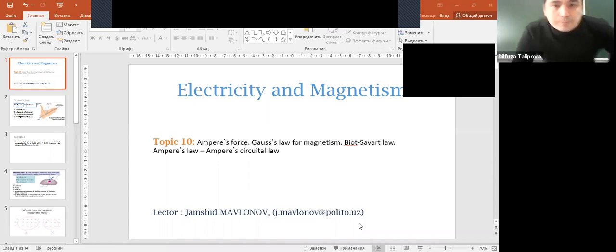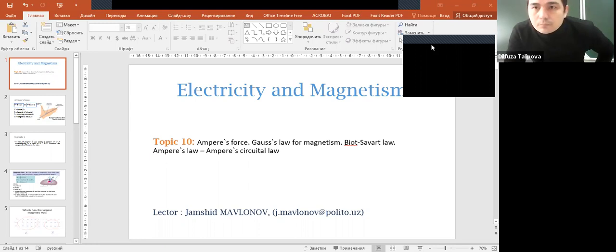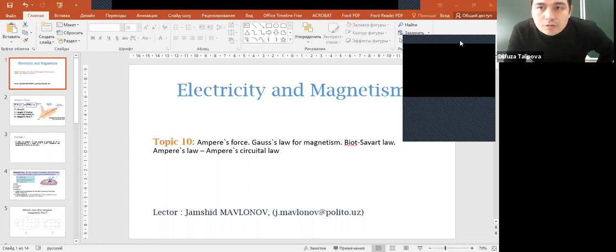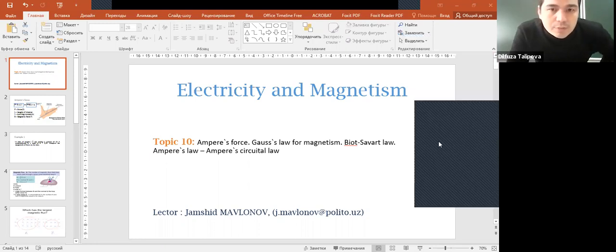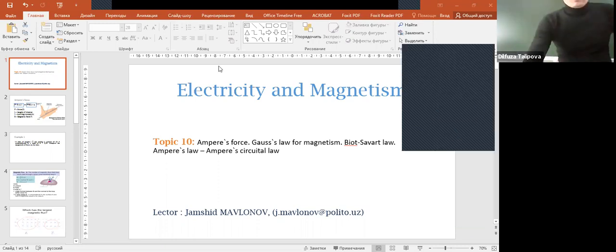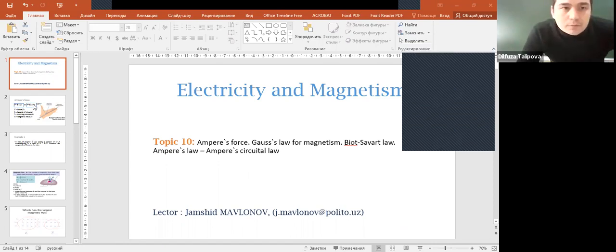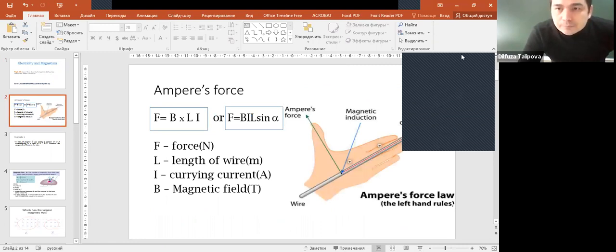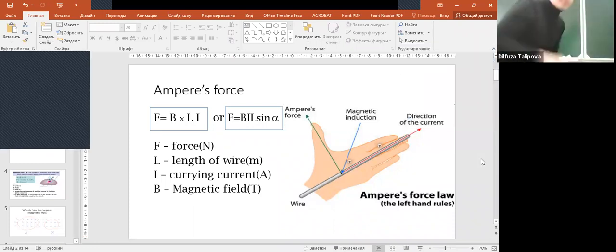So let's start. Today's topic is about Ampere's force, Gauss's law for magnetism, the Biot-Savart law, and Ampere's law. So we will start with Ampere's force. So let's start.